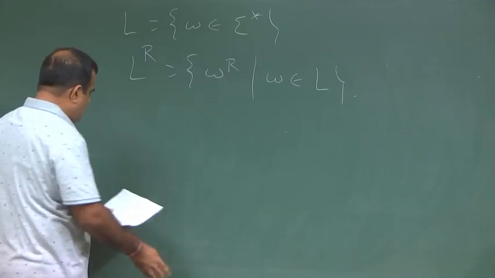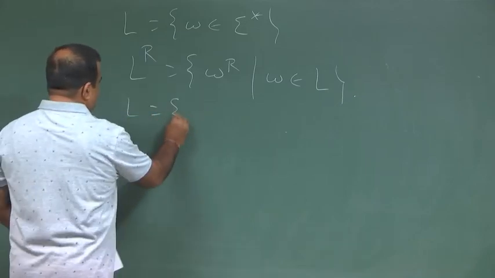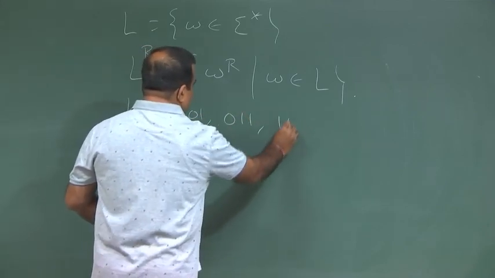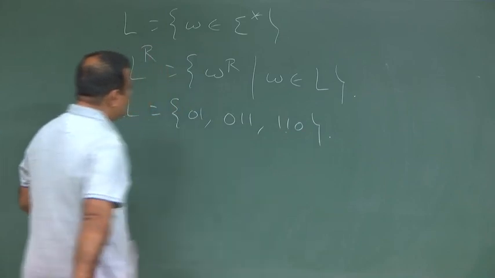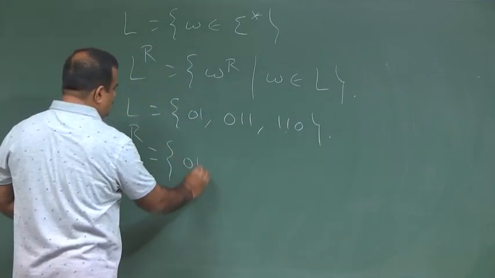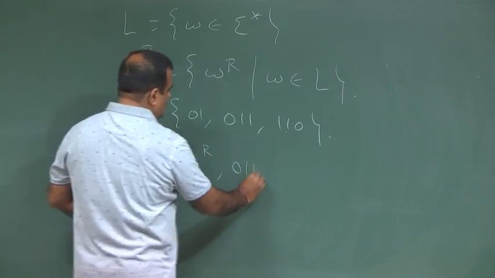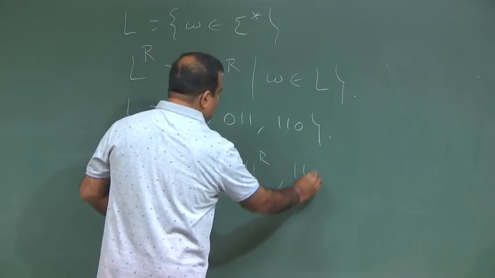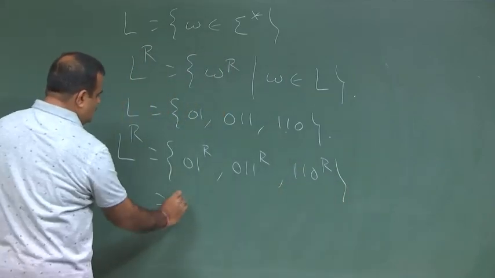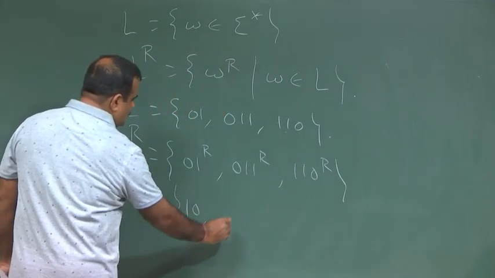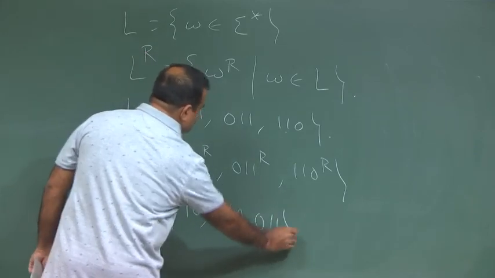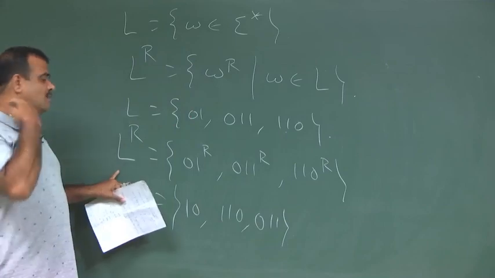So, for example, if our L is say 0 1 0 1 1 1 1 0. Now, what is the LR? It is the reverse of each of these strings. Now, how to get the reverse? We will just take 0 1 1 0, so it is 1 1 0, and this is 0 1 1. This is the meaning of LR.